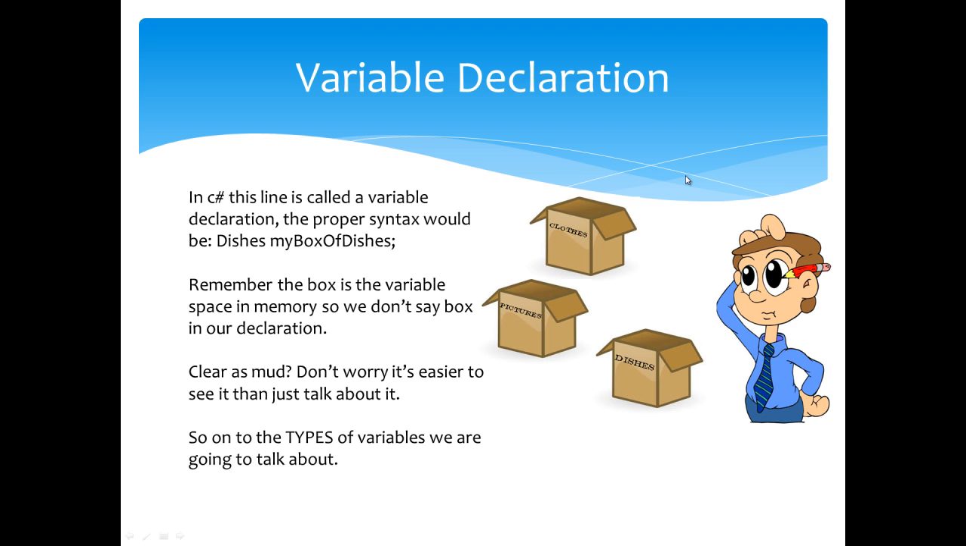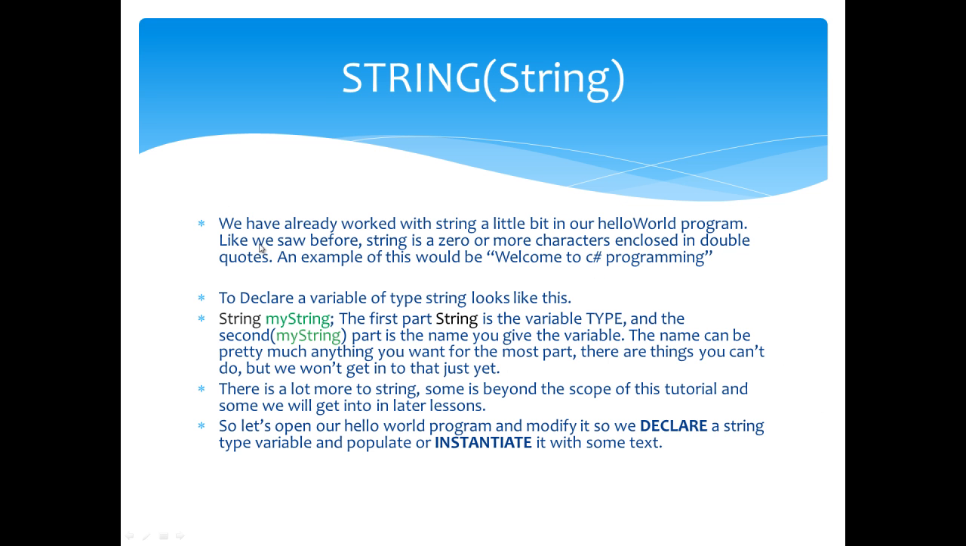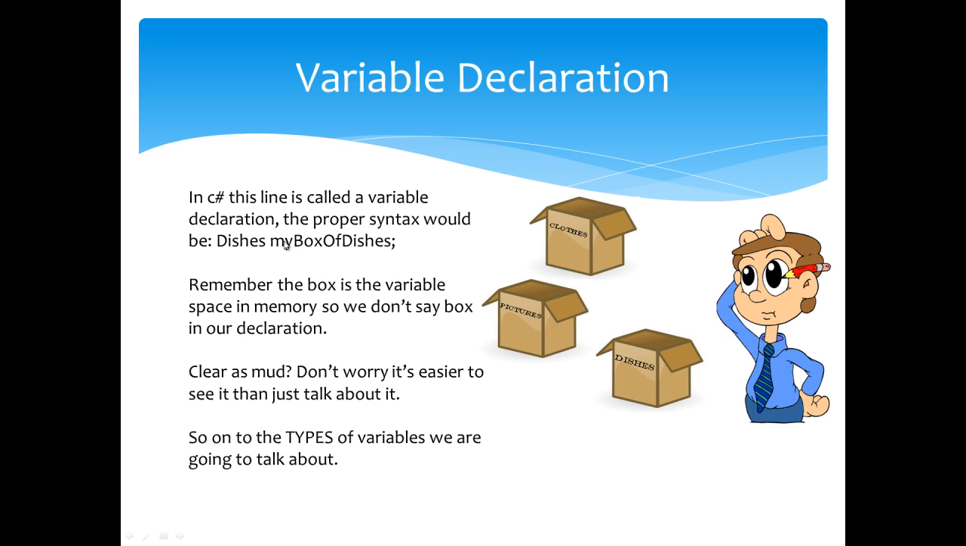So how do we declare a variable? How do we even get one created within our code? Well, in C#, this line is called a variable declaration. The proper syntax would be something similar to dishes, my box of dishes. Dishes would be the type of stuff that can go into that box, and my box of dishes would be the name of that particular variable. Now remember, the box is the variable space in memory, so we don't have to say box in our declaration there. Clear as mud? Don't worry, it gets easier when you see it than just to talk about it.